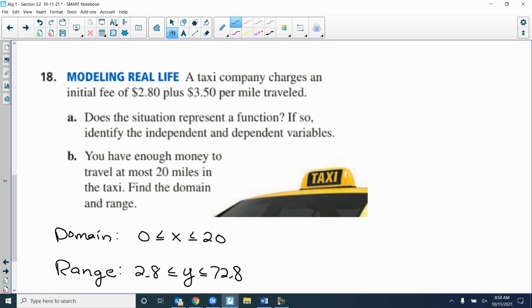$2.80 plus $3.50 times 10. Cost will be $2.80 plus $3.50 times the number of miles. So if I drove 10 miles, $3.50 times 10 would be 35 plus $2.80 would be $37.80. That's what it costs. You automatically get charged $2.80, right?